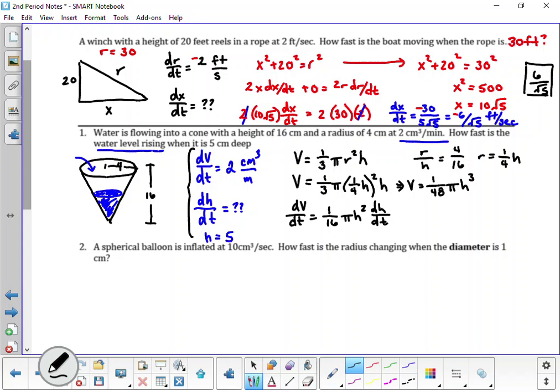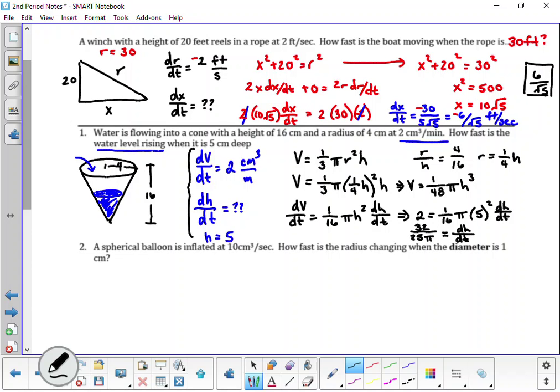And then we'll plug in 5 for h, 2 for dV/dt, so dH/dt is equal to, what is this? 1/16 times 2, 32 over 25.